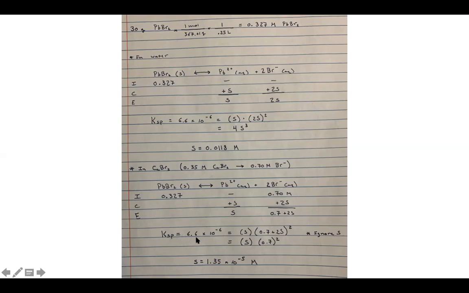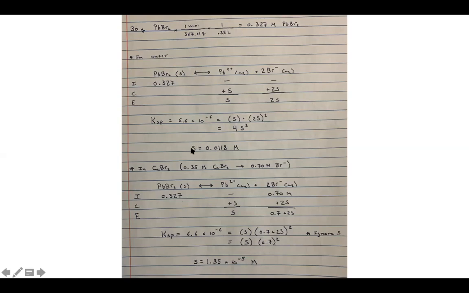Right, so our KSP, which is 6.6 times 10 to the negative 6, is equal to our equilibrium concentration of lead, S, times our equilibrium concentration of bromine, which is 0.7 plus 2S. And again, we have to square that because our coefficient of bromine is 2. Okay, now we're going to ignore this 2S portion because in almost every problem, it's super small and doesn't actually affect the number that it's getting added to, right? So we simplify that expression to S times 0.7 squared. And when we solve for S here, it comes out to 1.35 times 10 to the negative 5th molar.